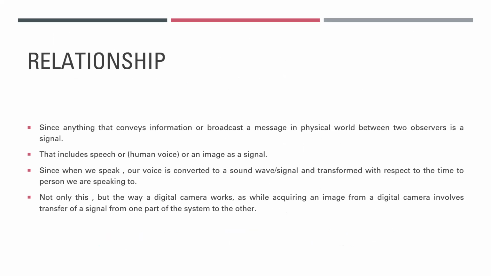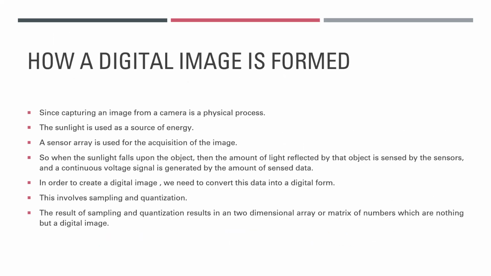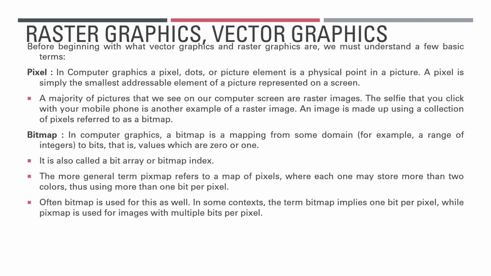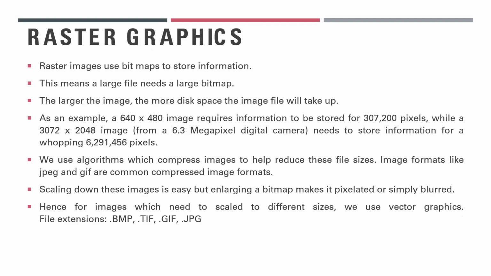And then we discussed the relationship between the image and the signal, how an image can be viewed as a signal also. Then how a digital image is formed: when light falls on an object and that light is reflected and received by the sensor of the camera, a digital image can be formed through the camera. Then we introduced raster graphics and vector graphics, and we were talking about pixels and bitmaps inside raster graphics.